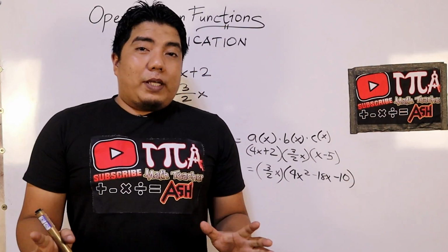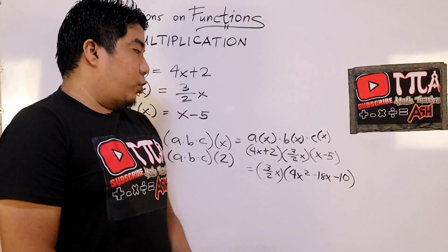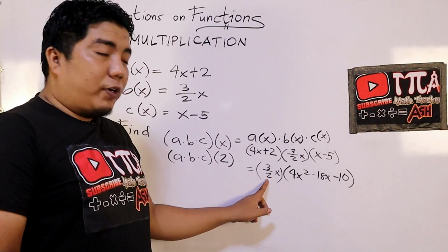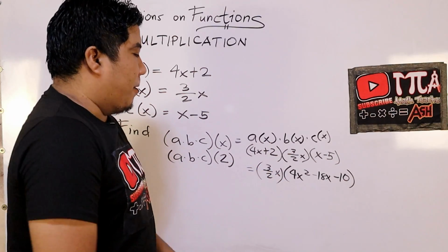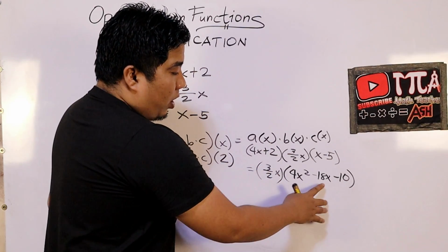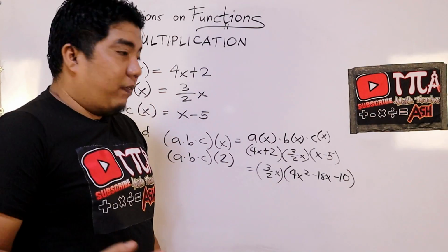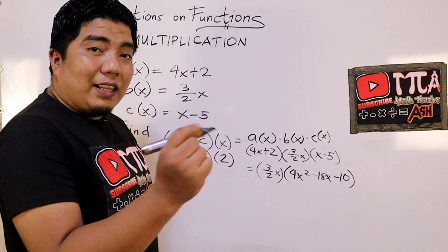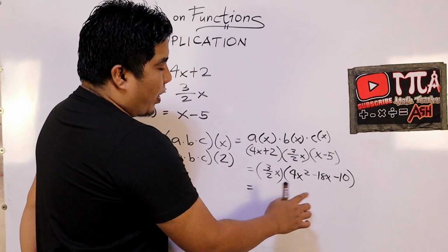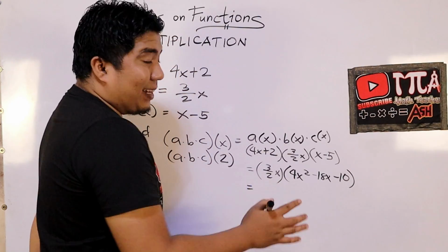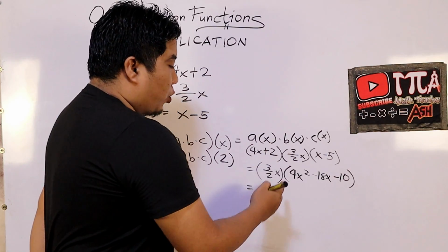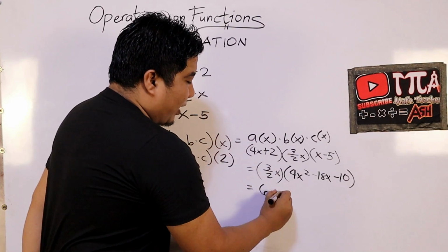Alright. So my dear math learners, in this part of the solution, what we need to do is distribute our 3x over 2 to our trinomial. There is another technique here. Since 4, 18, and 10 are divisible by 2, then we can divide first before multiplying. Let's try. 4 divided by 2, that is 2. So 2 times 3, that is 6x squared.